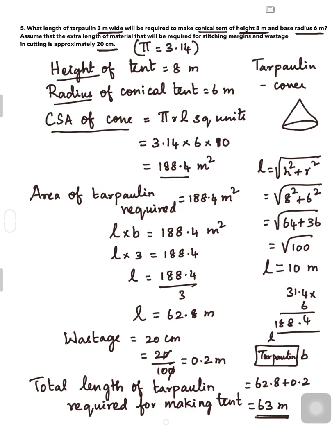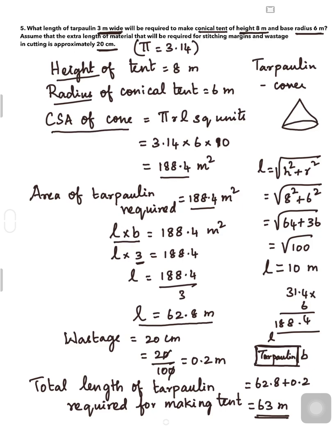So we found the CSA of the cone as 188.4, and as I told you, tarpaulin is in what shape? Rectangular shape. So that rectangular tarpaulin's area is nothing but 188.4, that is the CSA of the tent. And you know the tarpaulin is in rectangular shape, so what is the area of a rectangle? L into B. From that, breadth of the tarpaulin is given 3 meter wide, so I substituted breadth as 3. From that we found L is equal to 62.8 meter.